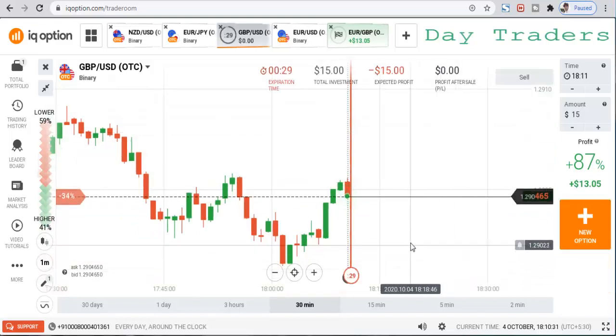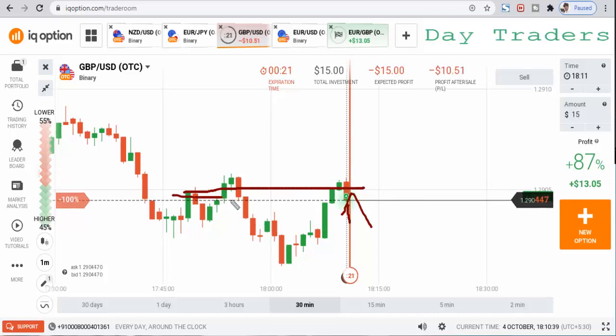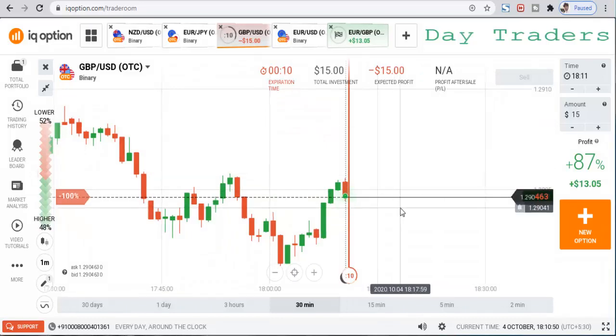Okay, very good entry point. We'll place a higher option. This is a marginal safety trade. Why? Because this is a round number and this is a level. This is a level, this is a round number, and previously some buyers were very strong. So that's the reason I will place a higher option, a marginal safety trade.